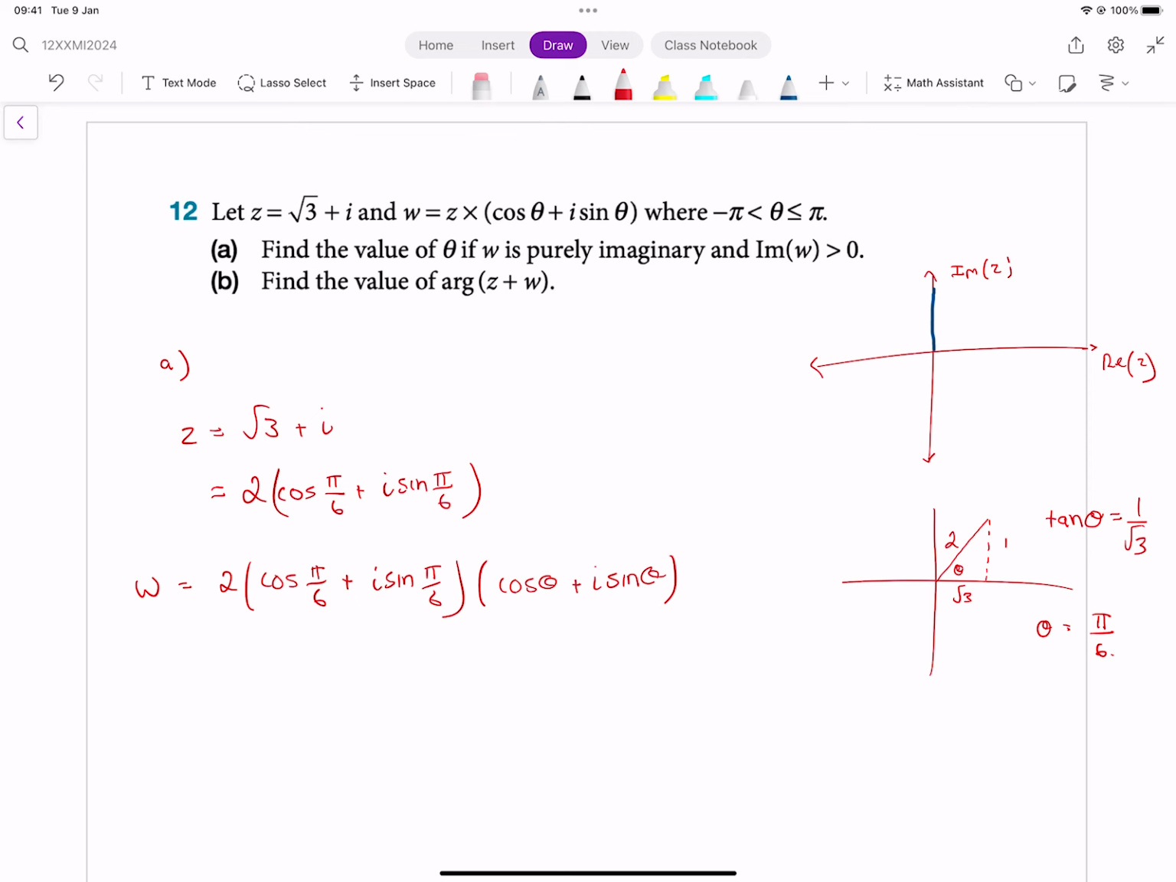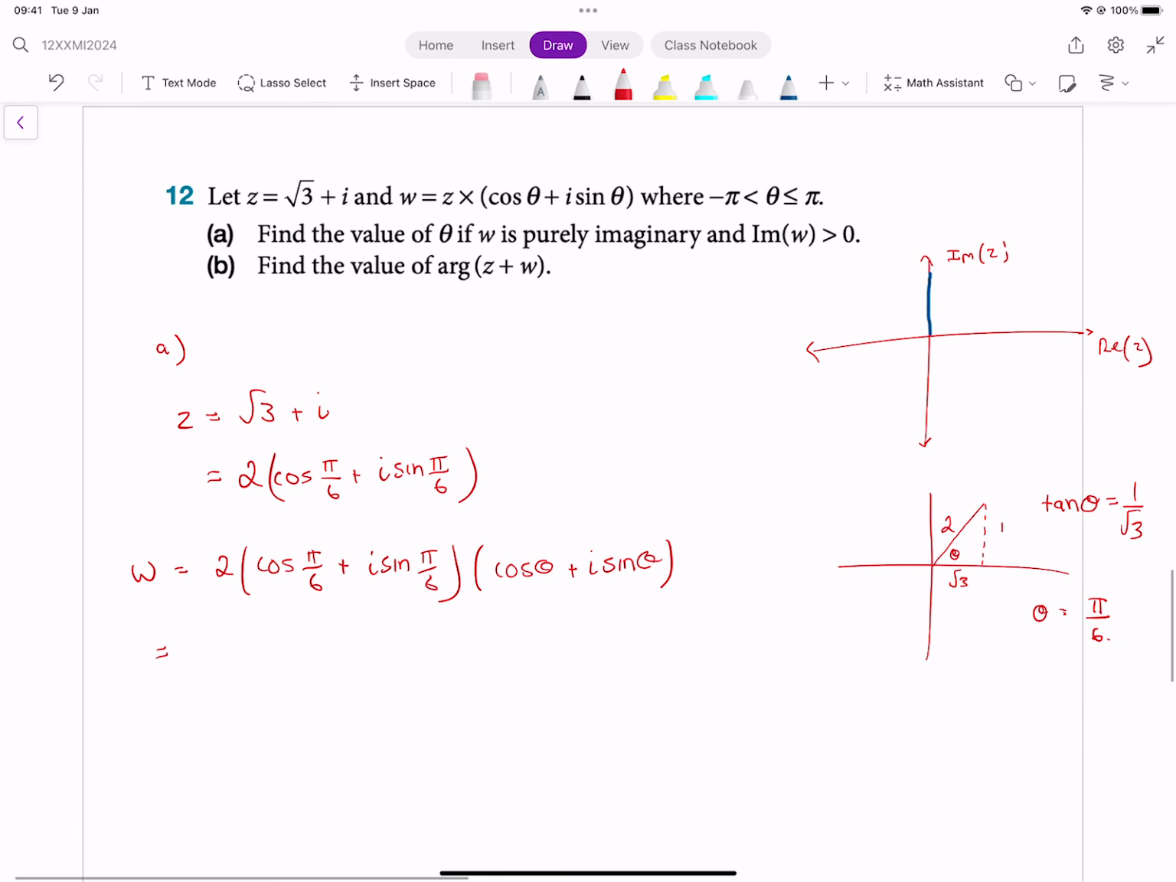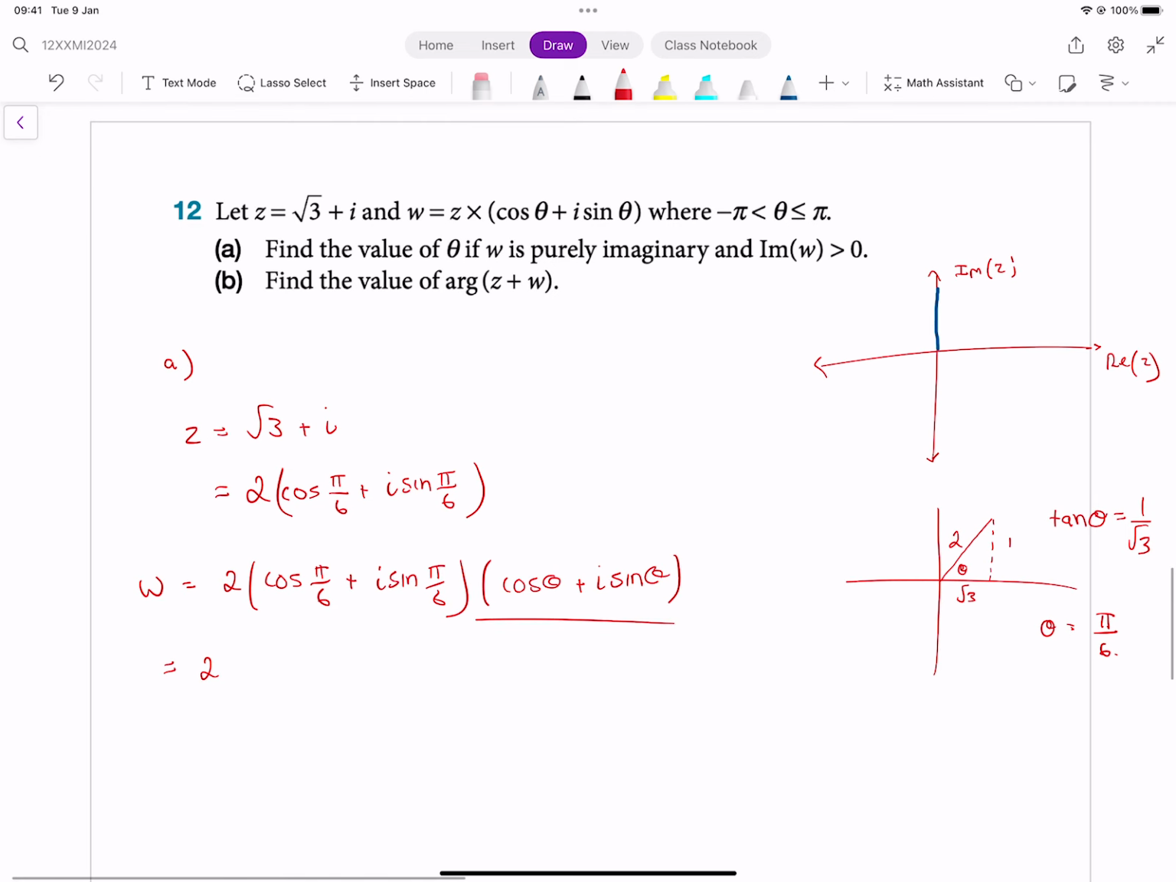Now, using our multiplication rule of numbers in mod arg form, we can say that w is 2 times by the modulus of w, which we're not quite sure. This complex number here has a modulus of 1, so it's just 2 times by 1, because there's no number here. If there was, say, a 4 there, we would go 2 times 4, but there isn't. There's just a 1 there. So it's 2 multiplied by cos pi on 6 plus theta plus i sine pi on 6 plus theta.